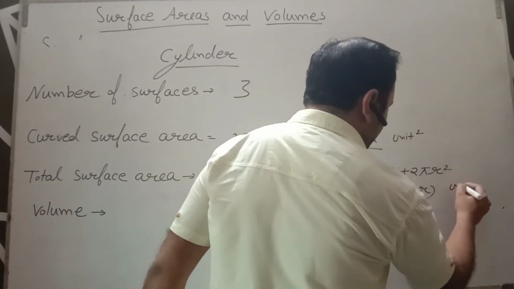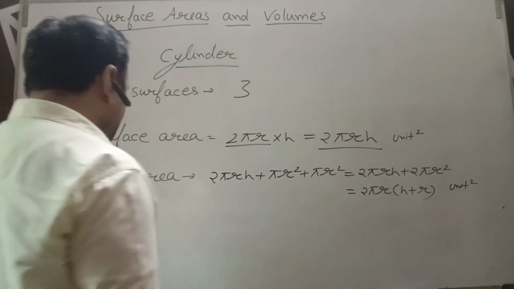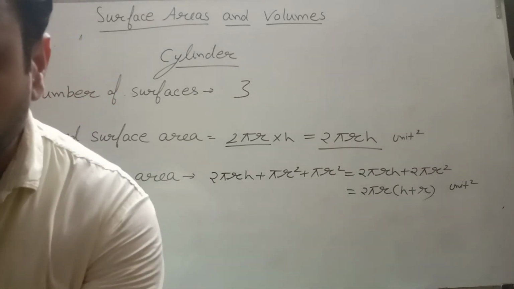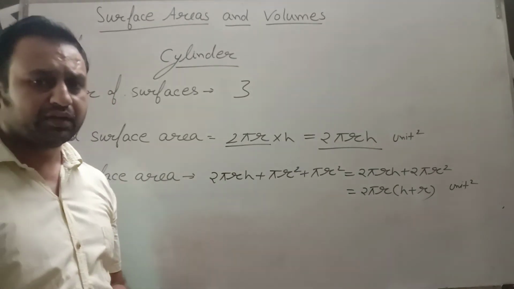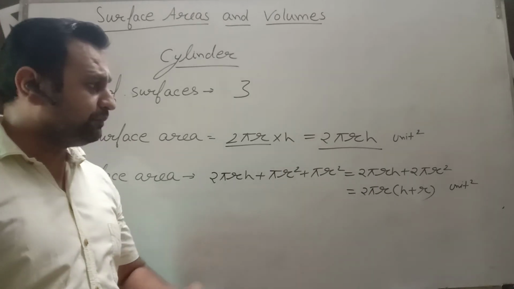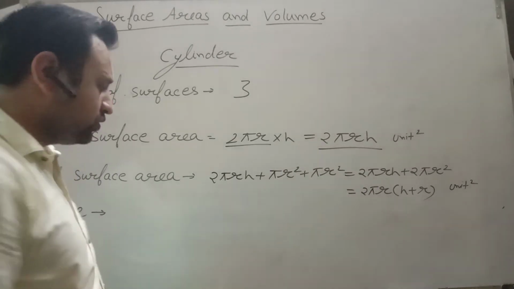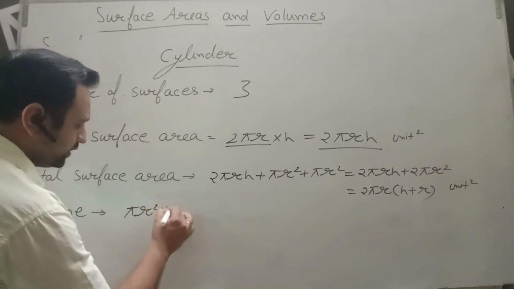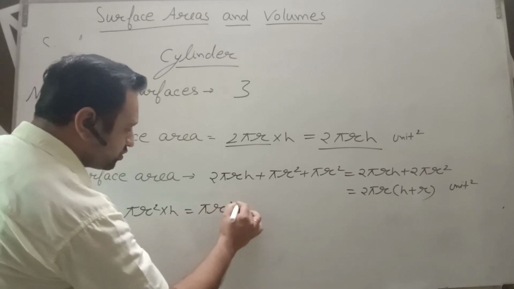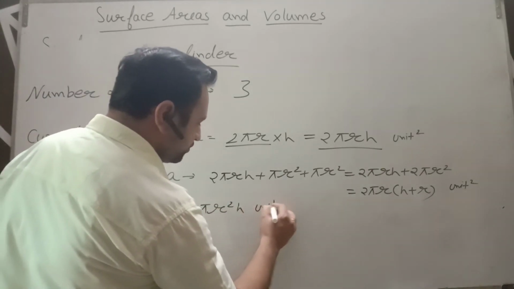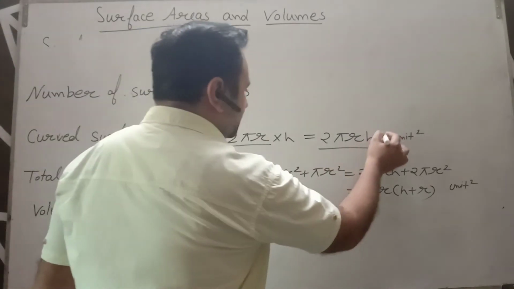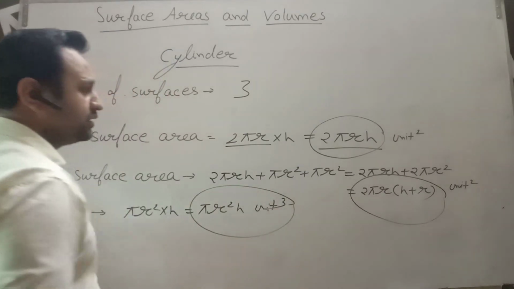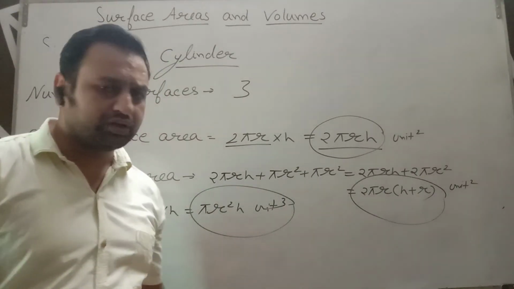Unit square, unit square. Now its volume. The basic formula of volume is area of base into height, and we notice that the base of the cylinder is circular. So the area of the circle is pi r square, into height. So volume is pi r square h unit to the power 3. So this is the curved surface area, this is the total surface area, and this is the volume of a cylinder. Just note down.